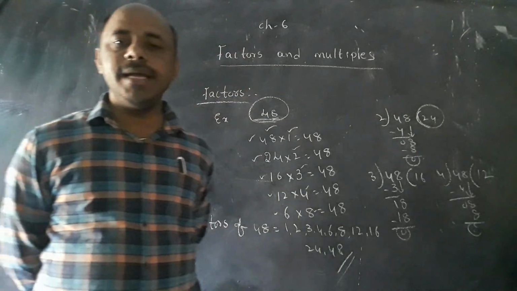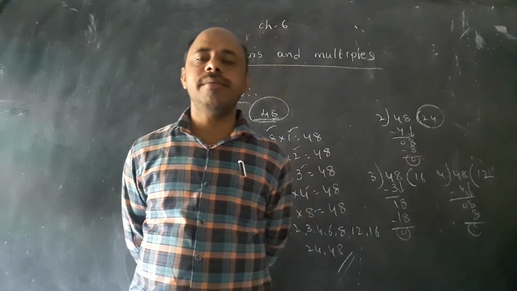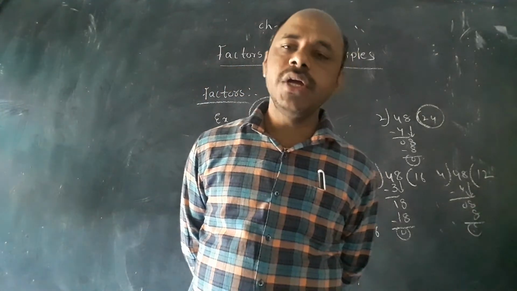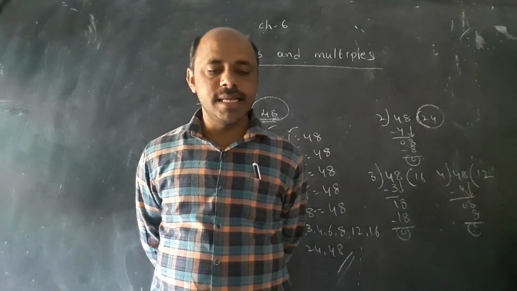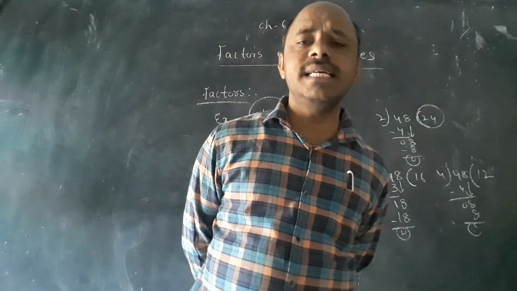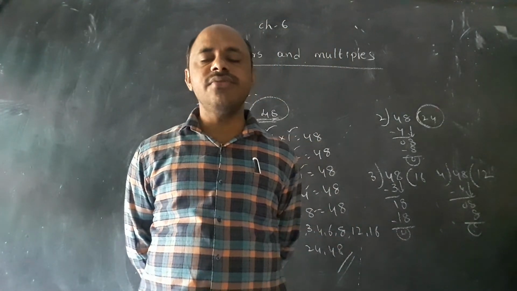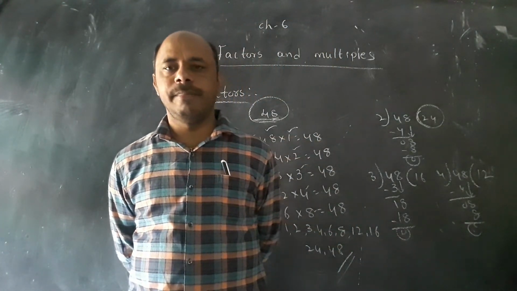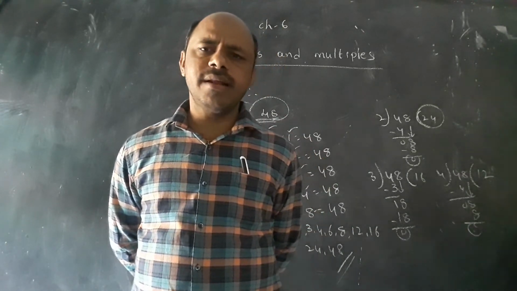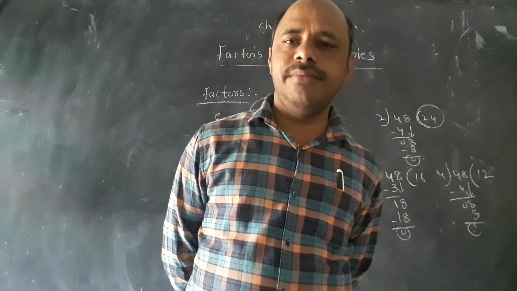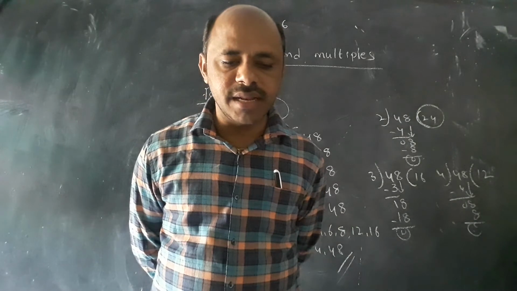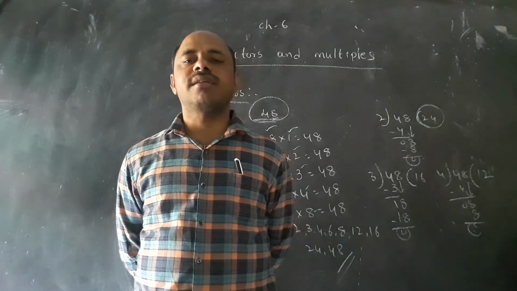Then one more: if the number is an even number, the number is divisible by 2, we will see. That's why 1 is compulsory. Every number is compulsorily divisible by 1. So we will say 1 is a factor of every number.